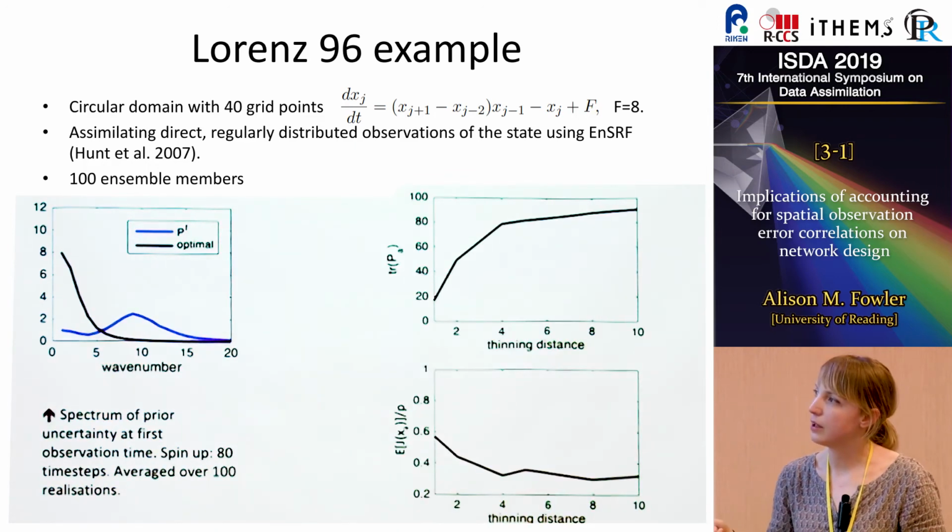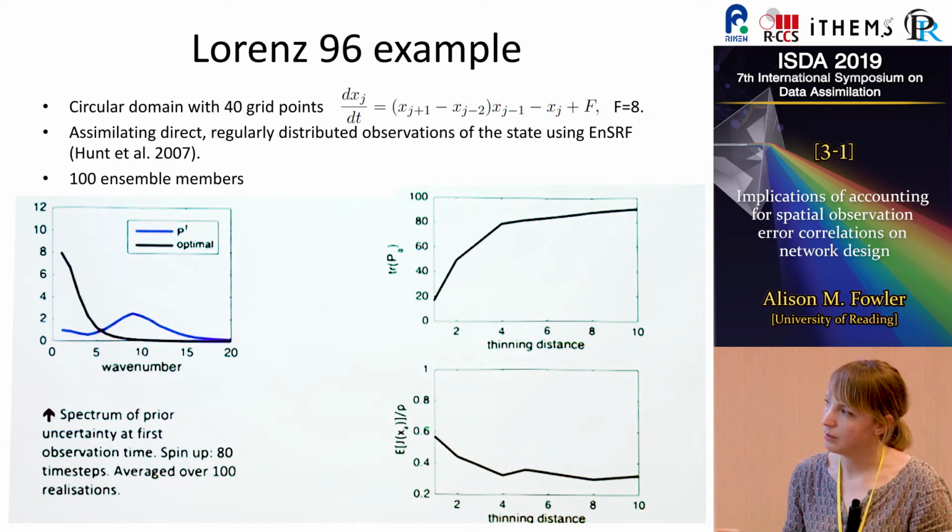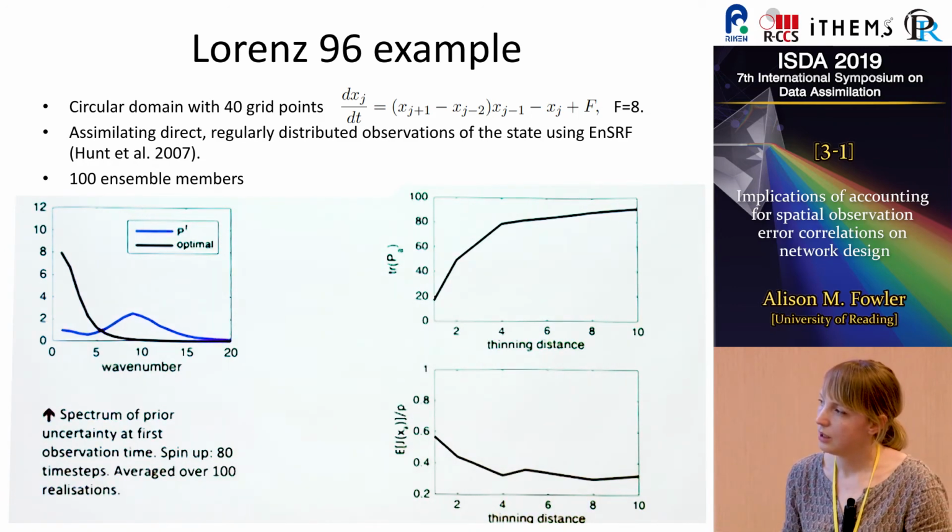So for this optimal case, we can look at these two metrics as a function of thinning distance of my observations. And you see that this measure of information content per observation increases as I reduce the thinning distance of my observations. And that's because we are more certain in our observations at the small scales than my prior.